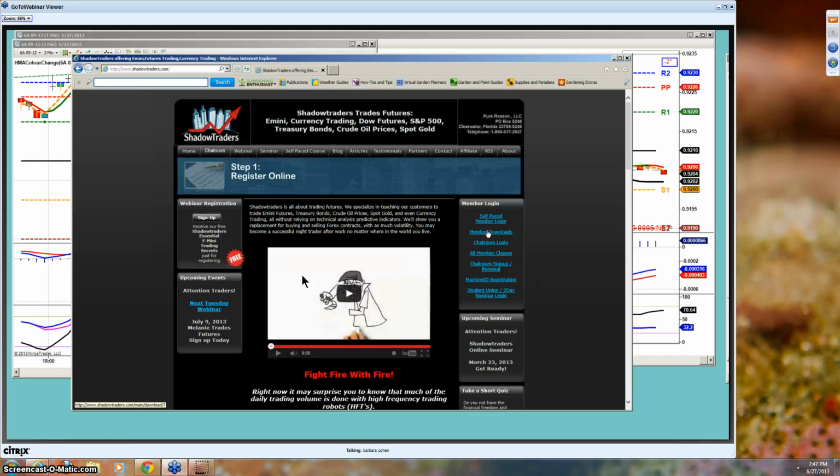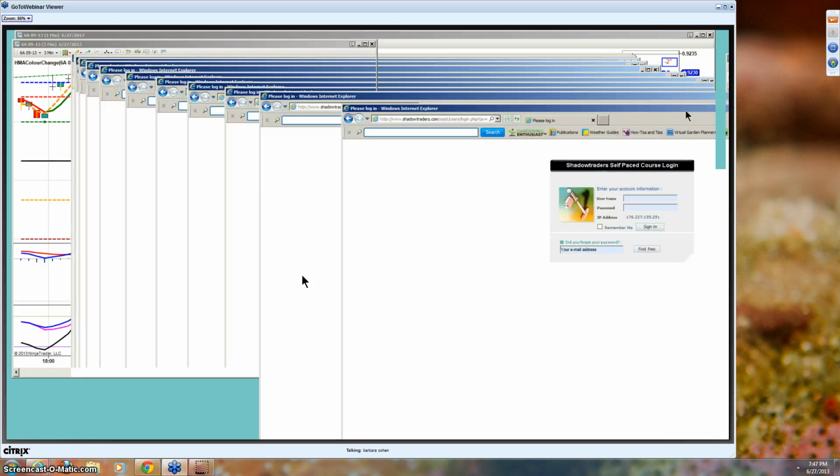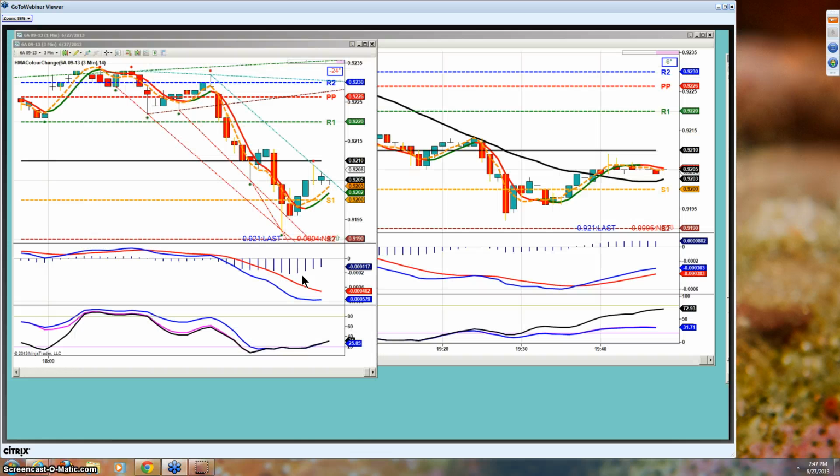So, to go get the rules, just go to the members download section in your member login. On a different computer here. Hold on. It's supposed to automatically load.